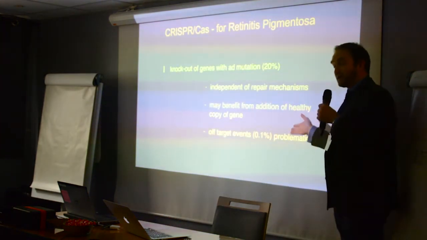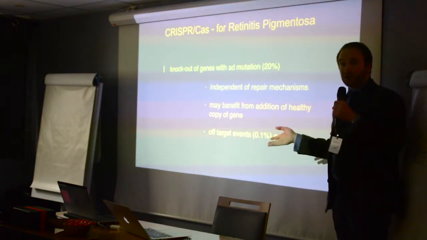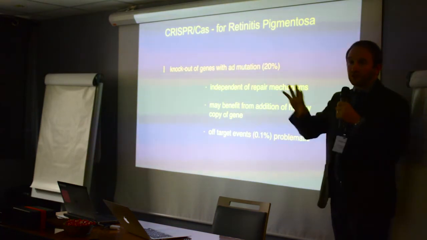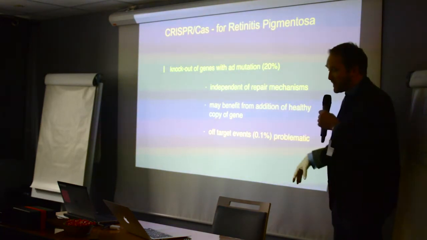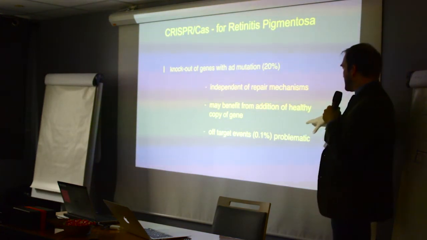Now, where I think CRISPR-Cas editing would be great is for autosomal dominant mutations, where you can knock down one gene. That's much easier than doing the rest of it at the same time. However, you might be limited by the repair mechanisms that I pointed out.